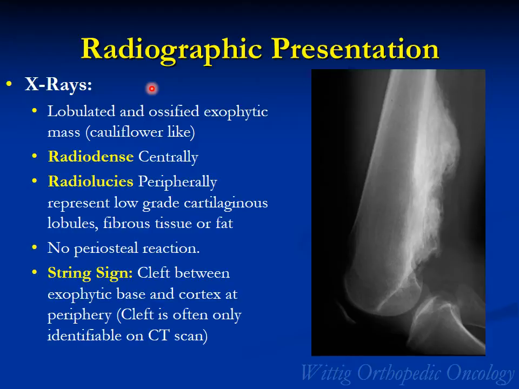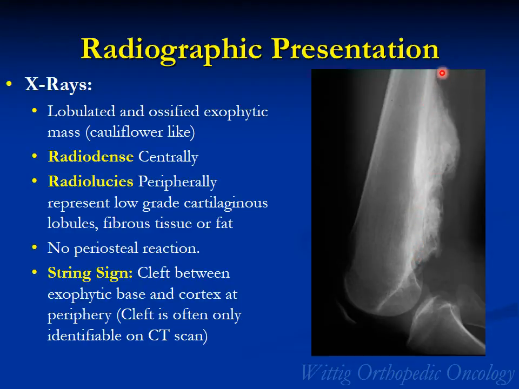Here's an X-ray of the distal femur. There's a lobulated and ossified exophytic mass that's cauliflower-like that you can see here on the posterior aspect of the distal femur. The cortex appears on this X-ray to be intact. There's no medullary continuity with this, so it's not an osteochondroma. It has radiodensities throughout it as well as radiolucencies. The radiolucencies peripherally usually represent low-grade cartilaginous lobules, fibrous tissue, or fat. There's no periosteal reaction because it compresses the periosteum.